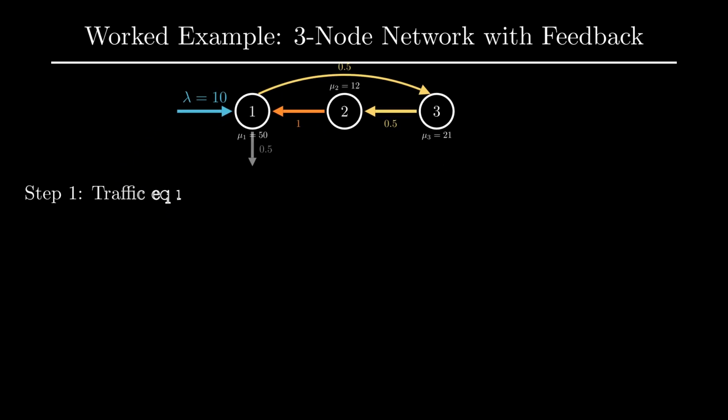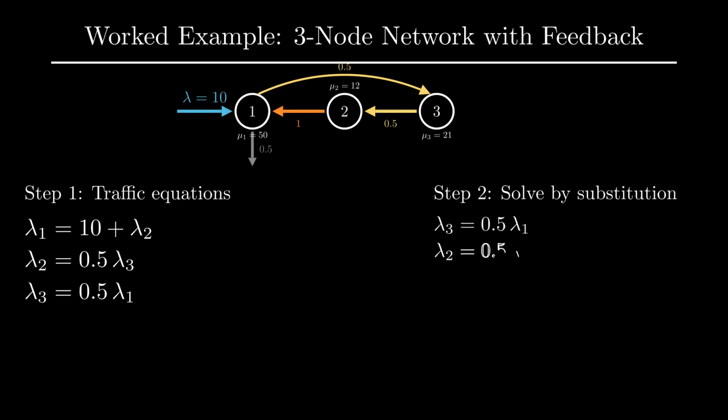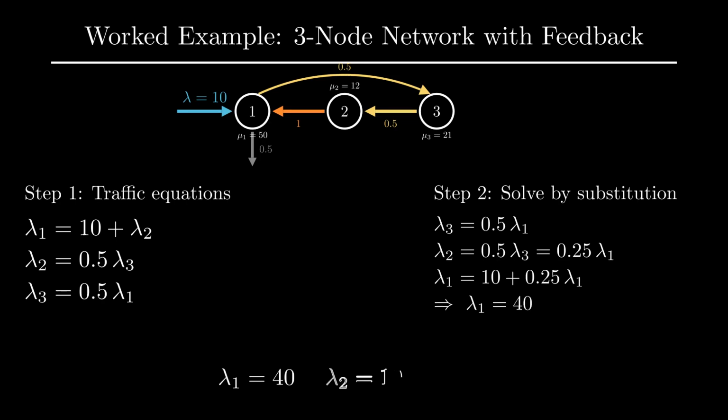So step 1. Write a flow balance equation for each node. The total flow into node I must equal lambda sub I. Node 1 receives external arrivals of 10 plus the entire flow from node 2. Node 2 receives only half of node 3's outflow, and node 3 receives half of node 1's outflow. Substituting one equation into the next, we collapse everything to a single equation in lambda 1, and so we obtain the local flow rates, 40, 10, and 20.